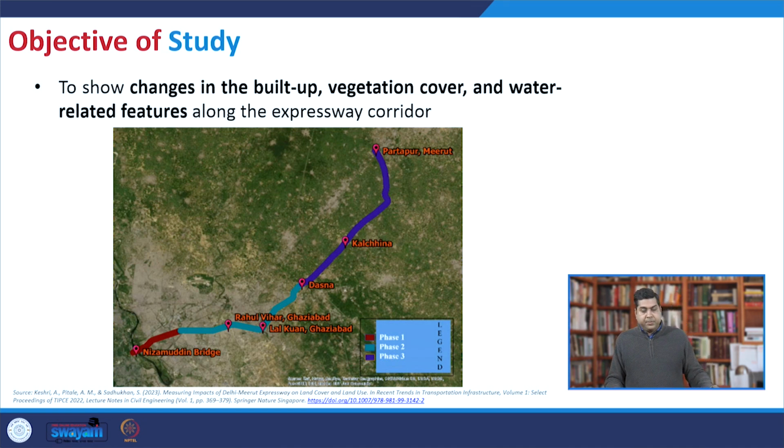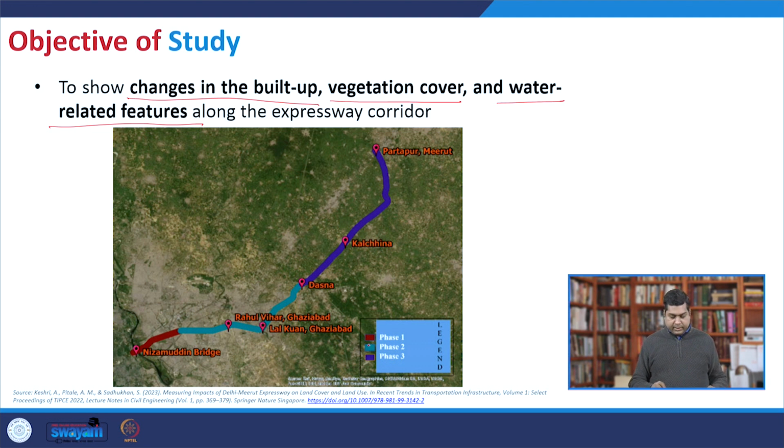Now come to the objective of the study. In this particular study, the objective was to show the changes in built-up, vegetation cover and water-related features along the expressway corridor. So in this case, from Mirror to Nijamuddin Bridge, this is the long corridor, and there are certain important points that we have taken as points of interest, to detail out the changes.